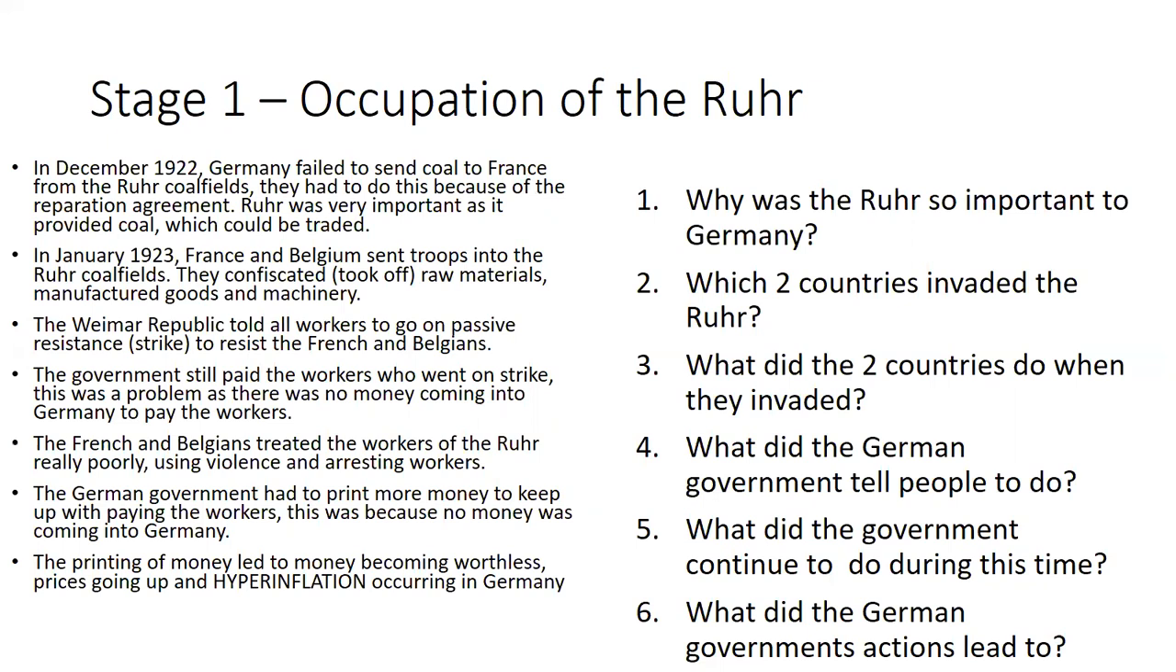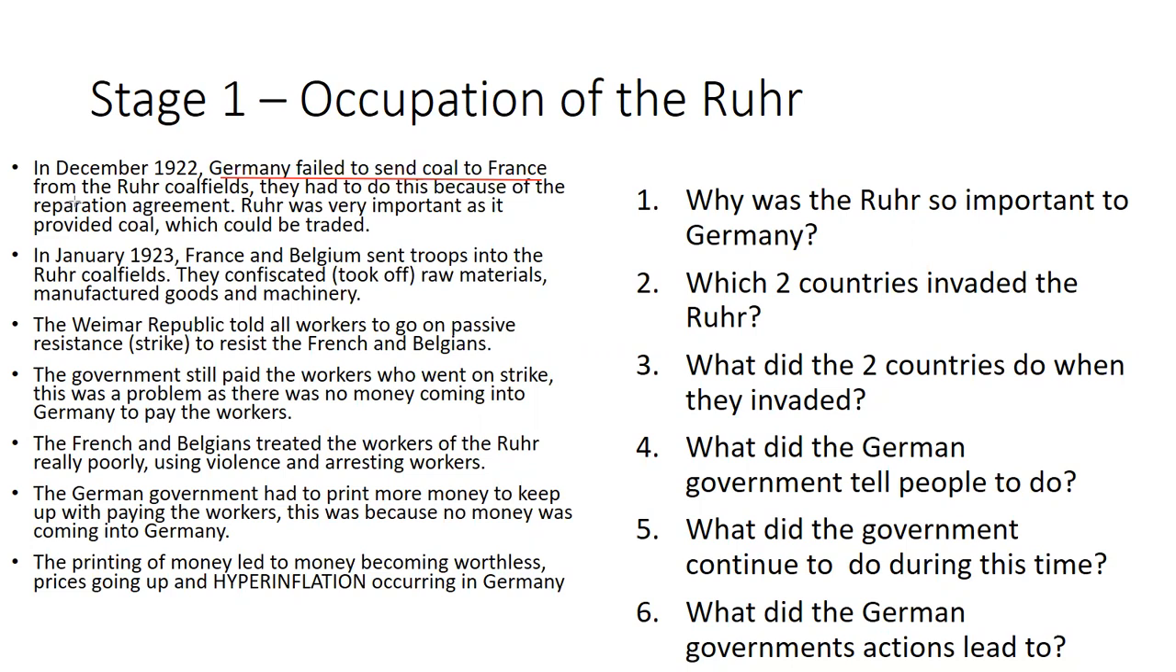So in December 1922, Germany failed to send coal to France from the Ruhr coalfield, so Germany effectively missed a reparations payment by failing to send coal to France. They had to do this because of the agreement, so Germany had to pay a set amount every year. It worked out around 250 million every year, and this amount could be paid in money and items.